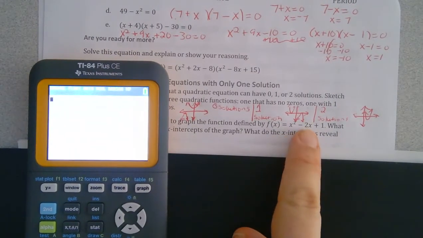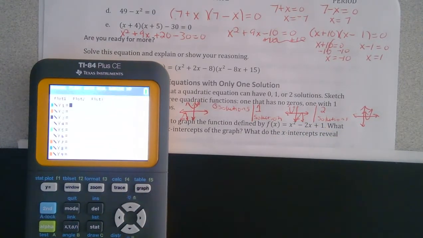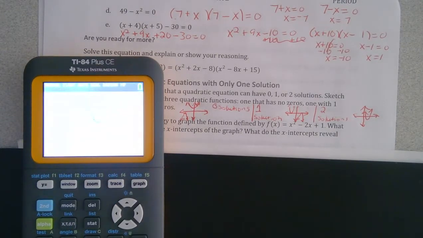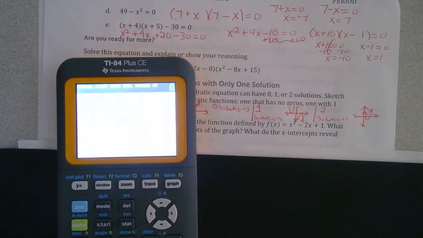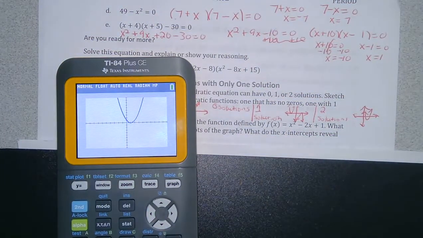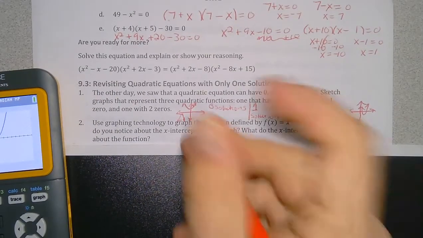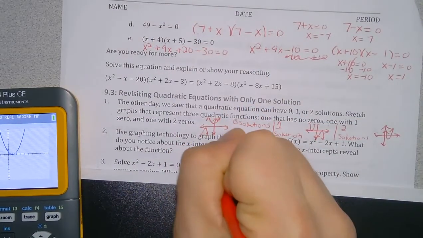So it says use graphing technology to graph x squared minus 2x plus 1. So I'm going to press the y equals, type in x squared minus 2x plus 1, and then graph it. Let me turn on my lamp to give you a better view. And I notice this looks like it has exactly one intercept. So what do the x-intercepts reveal? There is one solution. So I'm just going to write one solution.